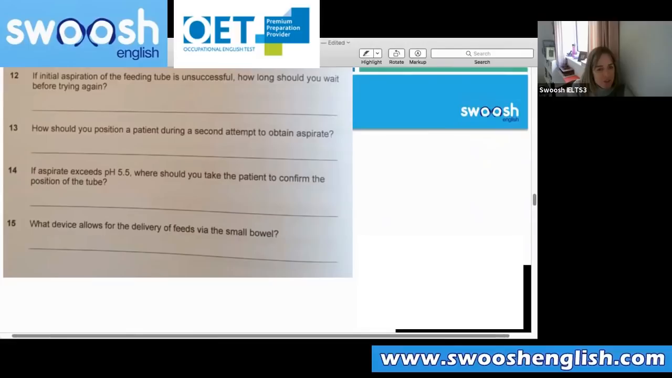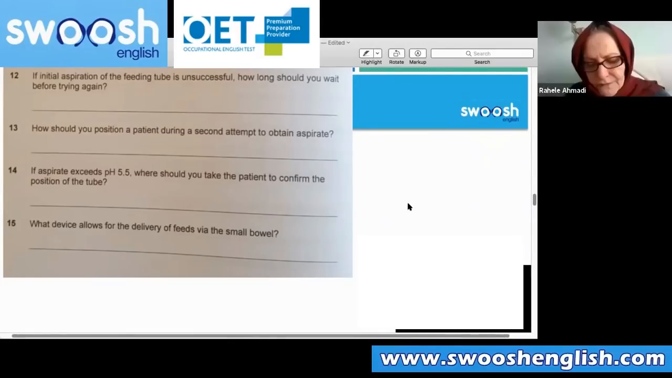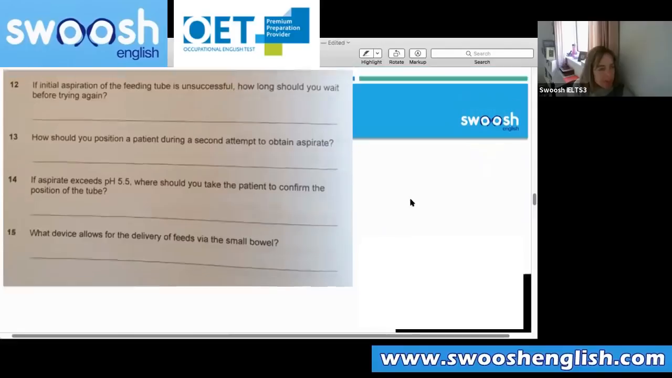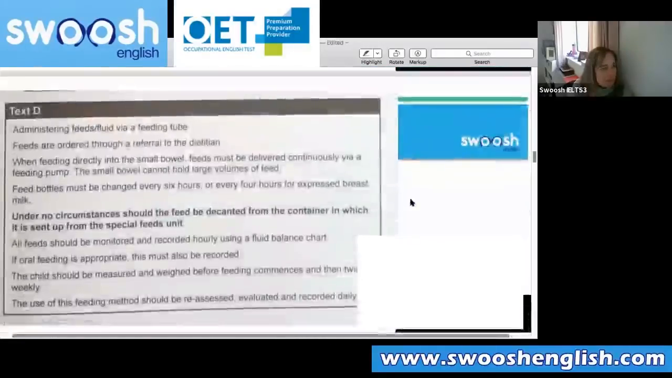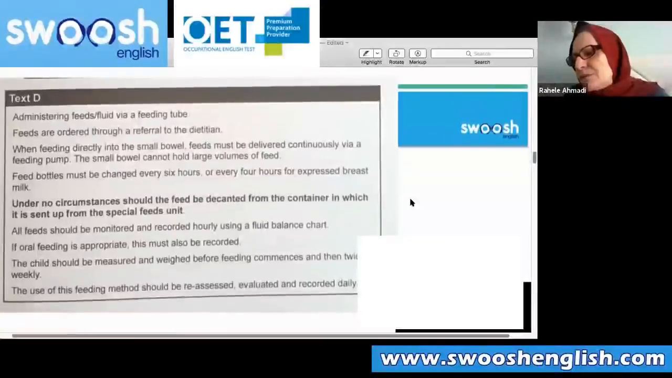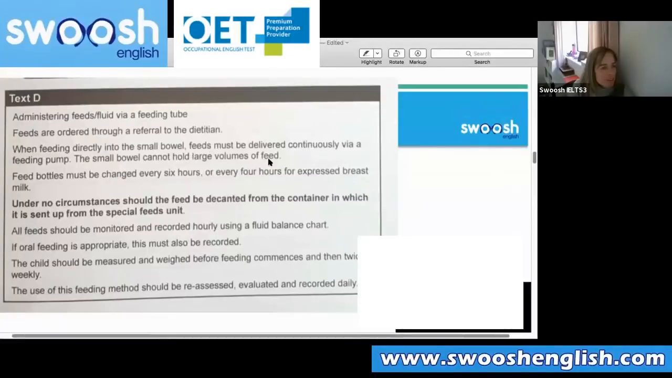Okay, so we've only got a few active participants. How about Rahele? What do you want to do, number 15? 15 is a feeding pump in text D, I think. Very good, Rahele. Okay, so where do we have that? Sentence number 4. When feeding directly, feeds must be delivered continuously via a feeding pump.